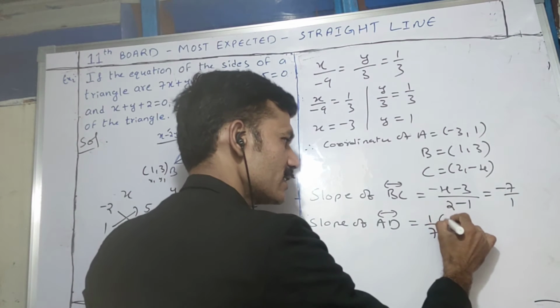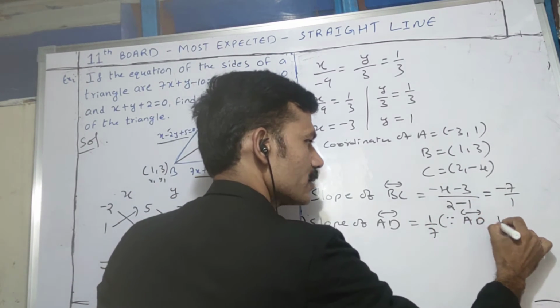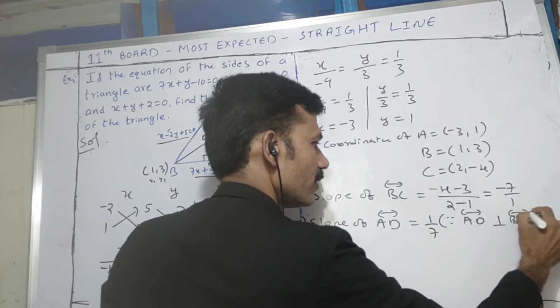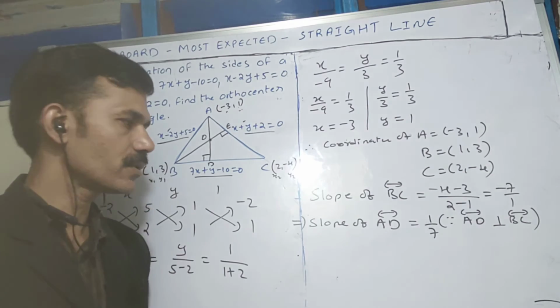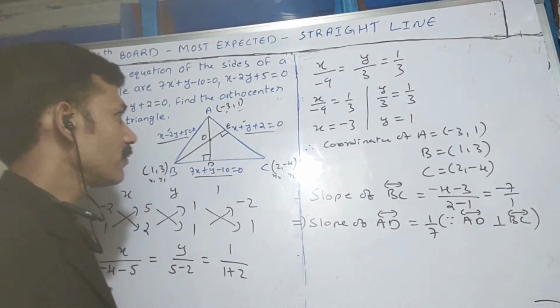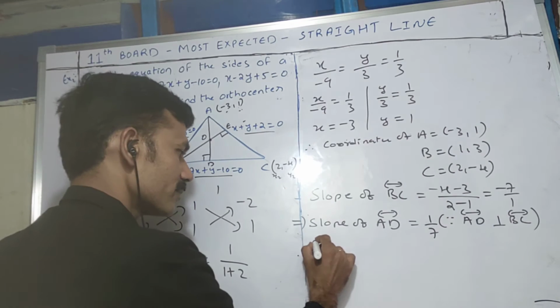Since AD is perpendicular to BC, if we know the slope of BC, we can write the slope of AD. After finding the slope, we can find the equation of AD. How do we find the equation of AD?